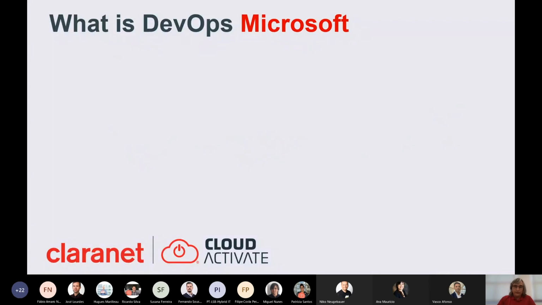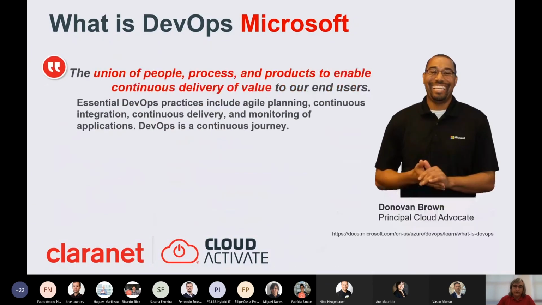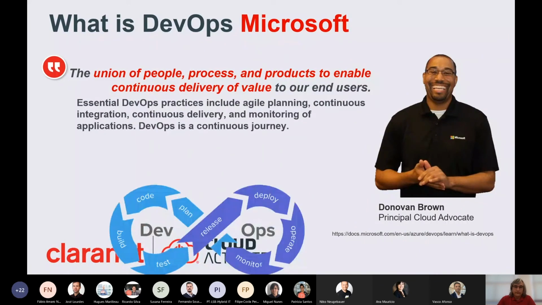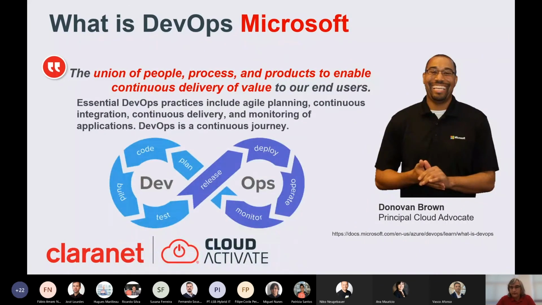Microsoft's definition of DevOps, taken from Mr. Donovan Brown, focuses on the union of people, processes, and products, and then the continuous delivery of value. This nice representation of the DevOps lifecycle reinforces the continuous journey. You plan, code, build, test, release, deploy, operate, and monitor to get feedback and use that information to plan the next build.